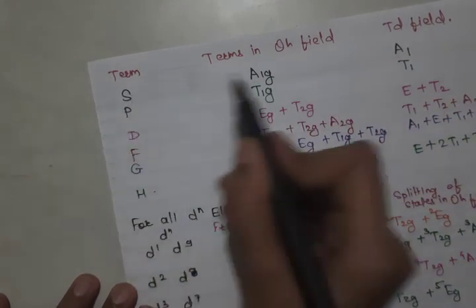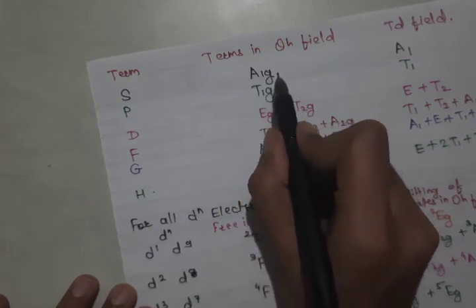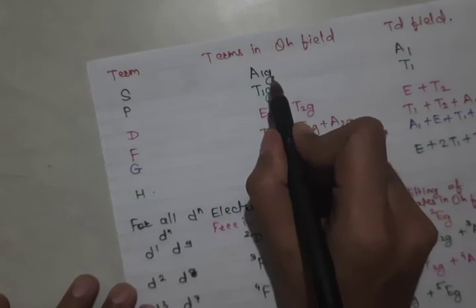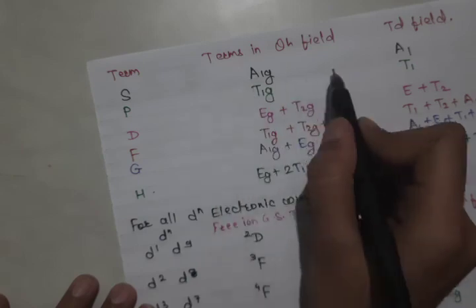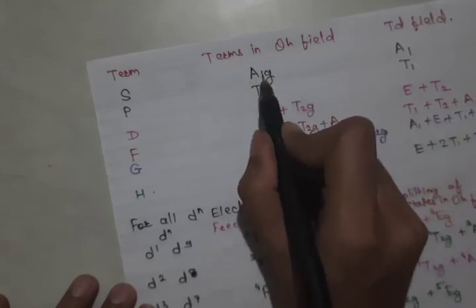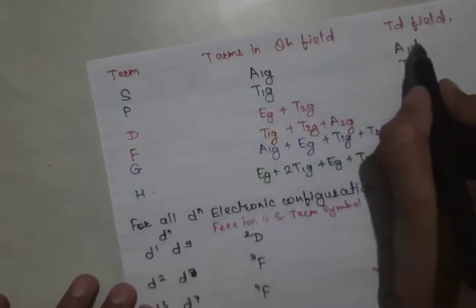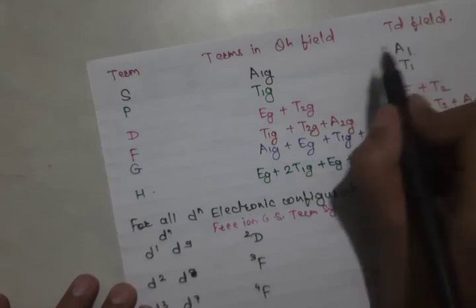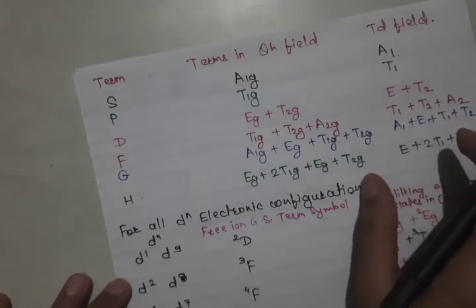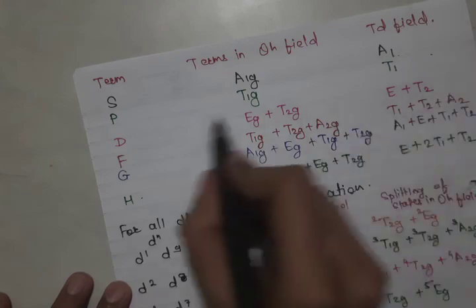So for the S term, the symbol is A1g because it is symmetric. The s orbital is symmetric. The shape of the s orbital is spherical. It will not get split. So this will have only one term, A1g. In case of tetrahedral field, the term is A1 only. The term is A1 because there is no g. Always remember, in case of tetrahedral field, there is no g because there is no center of inversion.